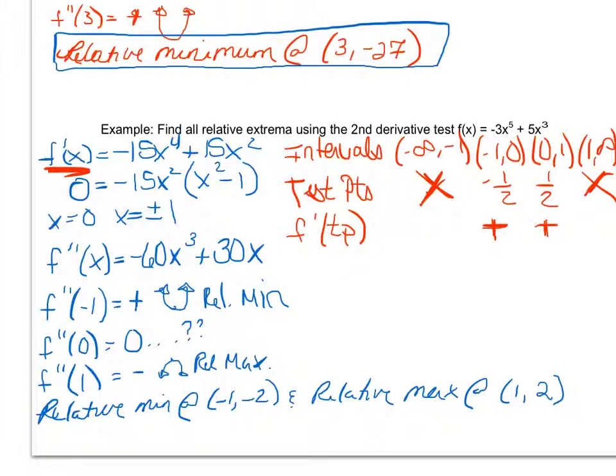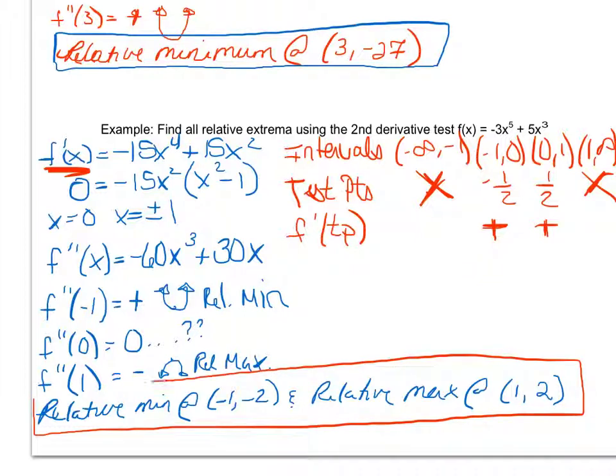So again, nothing is happening at 0, so I can go ahead and conclude that my only relative extrema are occurring at -1, -2, which is a minimum, and 1, 2, which is a maximum. So again, the second derivative test is an alternative to using the first derivative test. However, keep in mind that you may have one or more points where you do have to fall back to your first derivative test when using that second derivative test.